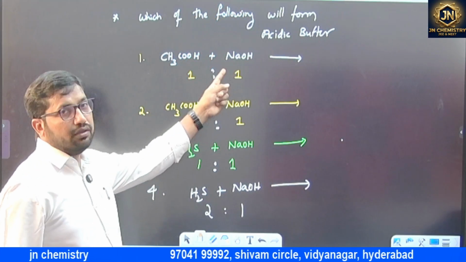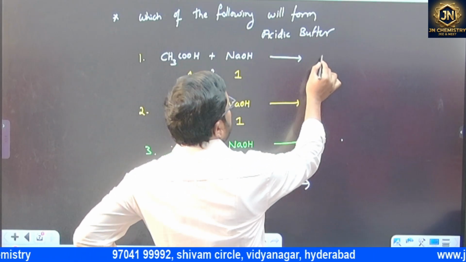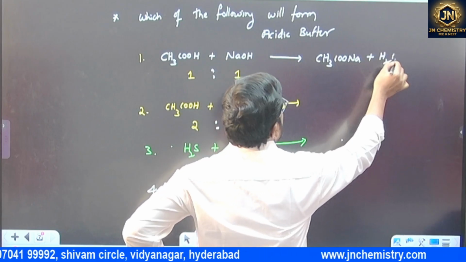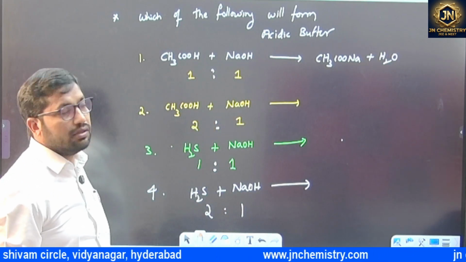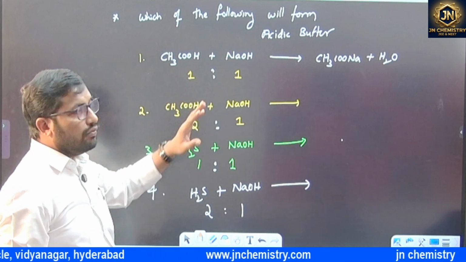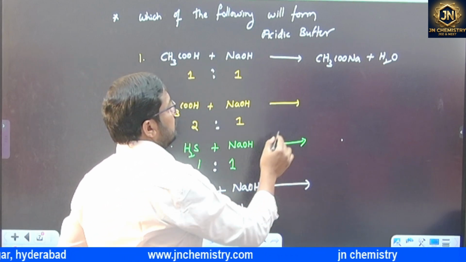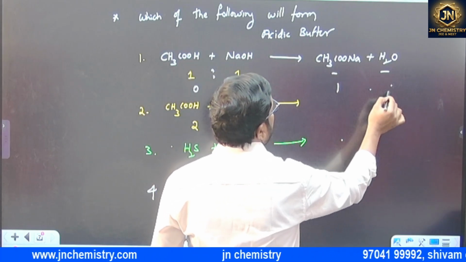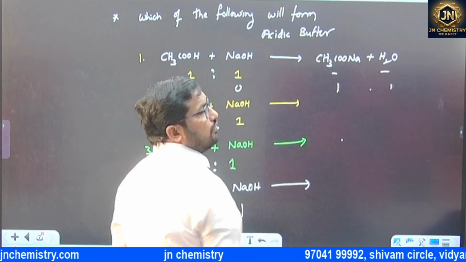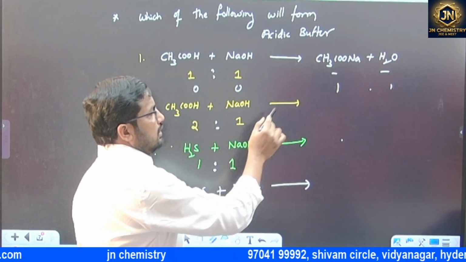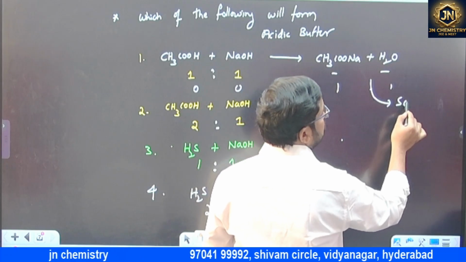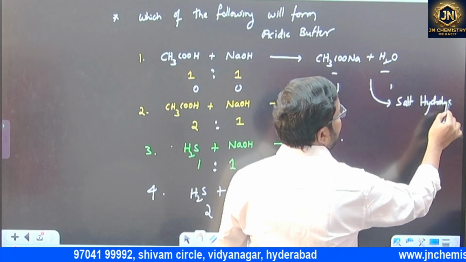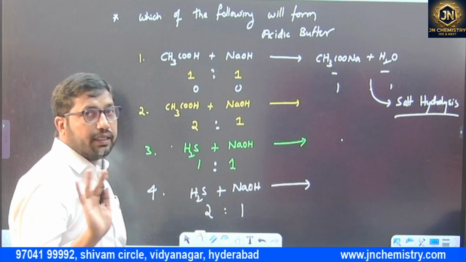If we are taking 1:1, what exactly happens? CH3COOH plus NaOH. After the reaction, what is remaining? Starting 1, 1, then afterwards 0, 0. This is 1:1. Of course, only salt is there. It becomes salt hydrolysis. Salt hydrolysis is not a buffer solution.